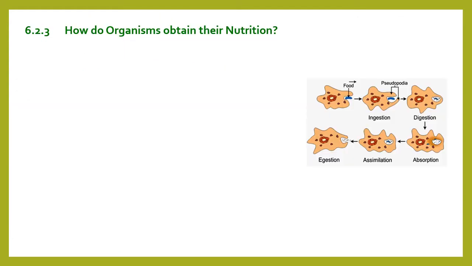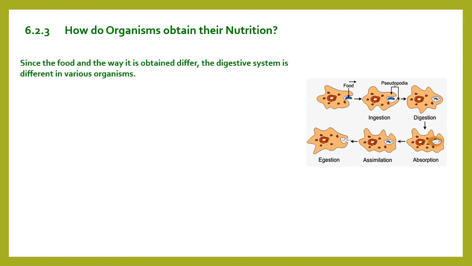How do organisms obtain their nutrition? See, since the food and the way it is obtained differ from organism to organism, and the digestive system also differs in various organisms, the modes are also different in different organisms to take in the food.